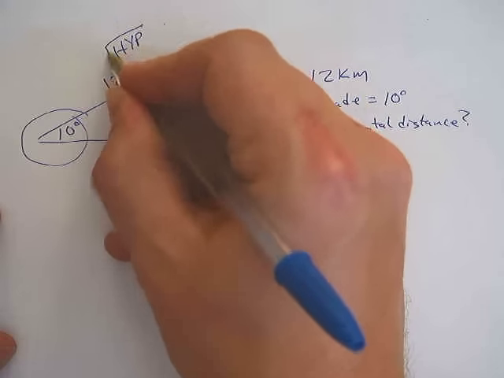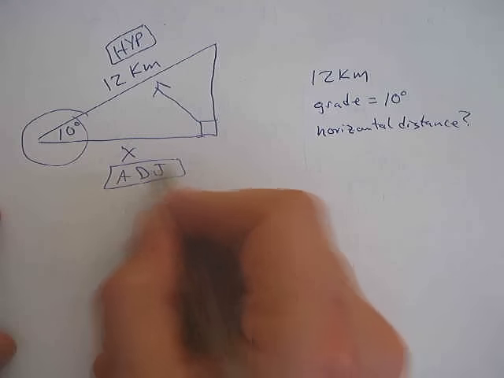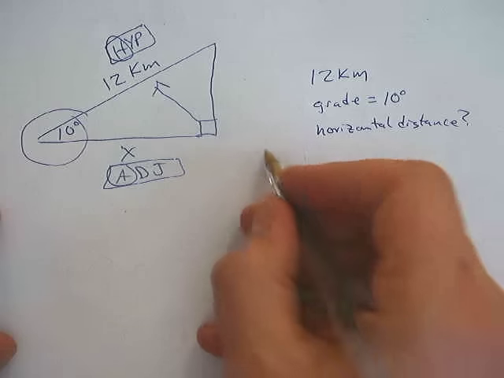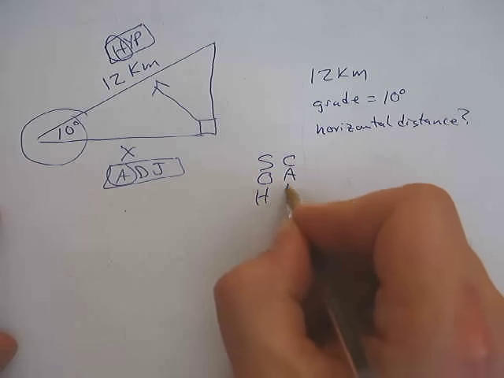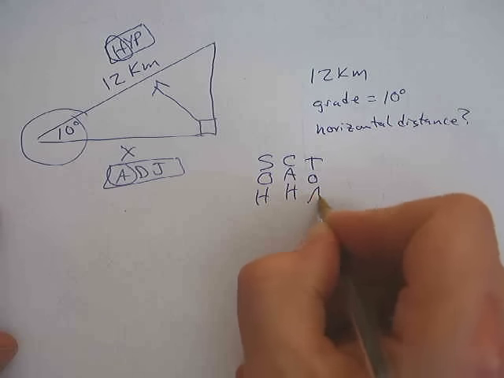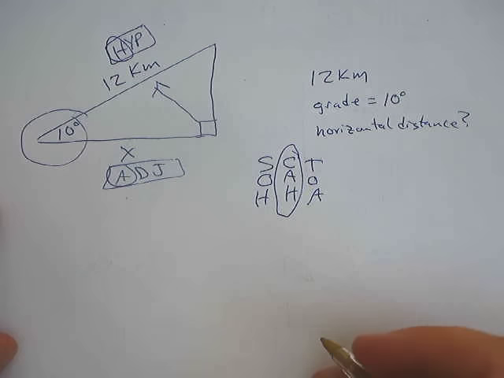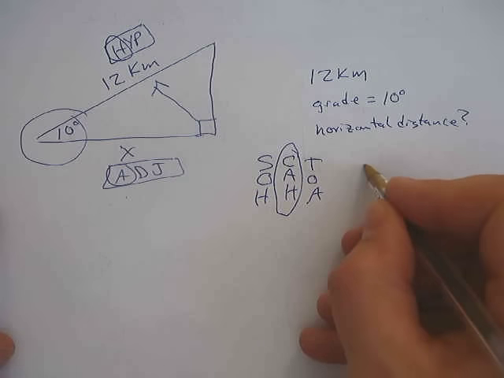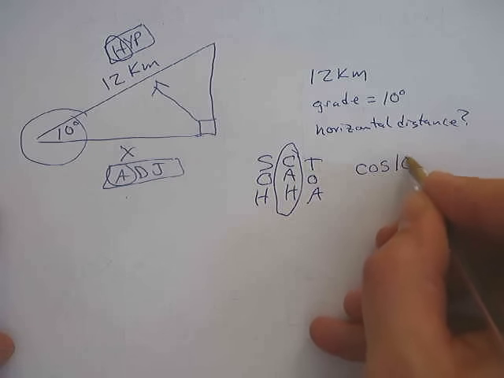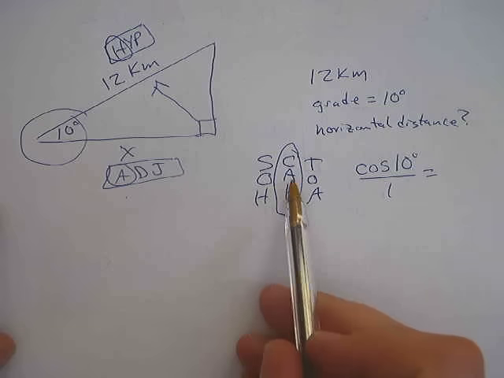Now what I would do if I wasn't sure is I would label my sides. I know the right angle always points to the hypotenuse, and this is going to be the adjacent side. So I have an A and an H. I use my acronym SOHCAHTOA to help me remember. If I have an A and an H, the only one that works is CAH. That means I'm going to use cosine.